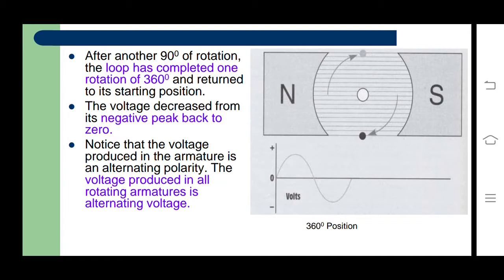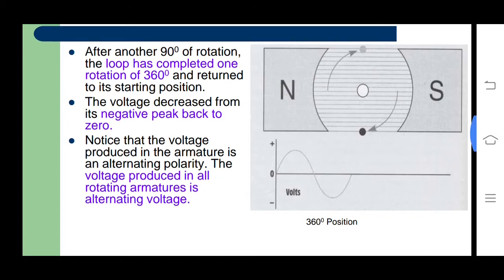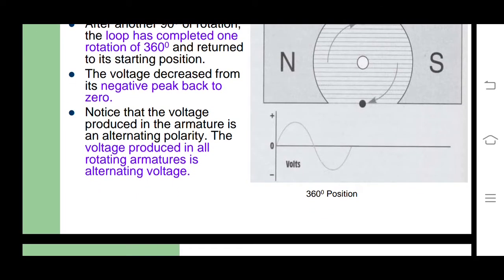Notice that the voltage produced in the armature is an alternating polarity. The voltage produced in all rotating armature is alternating voltage.